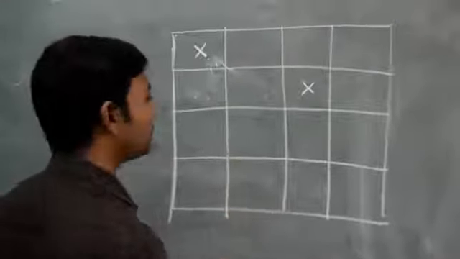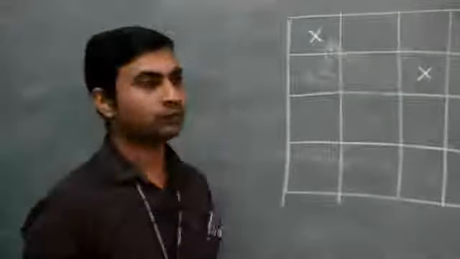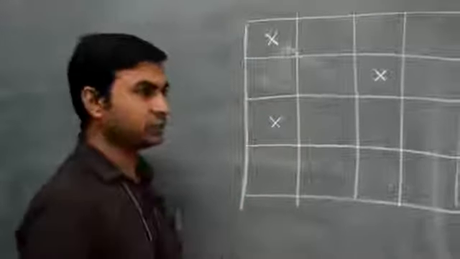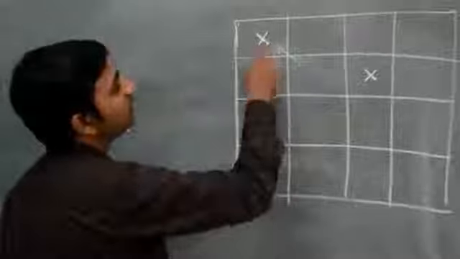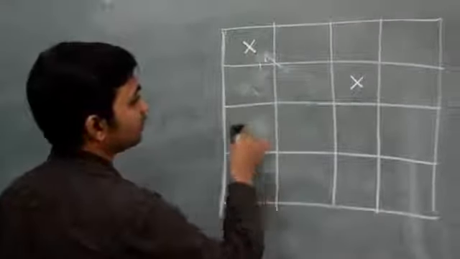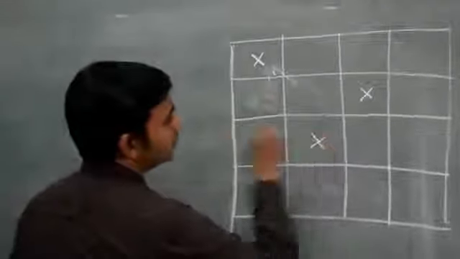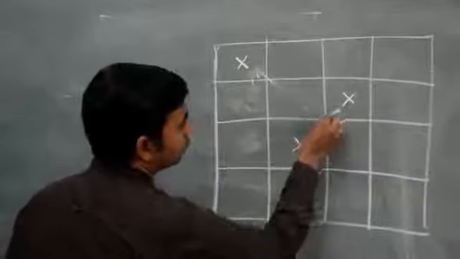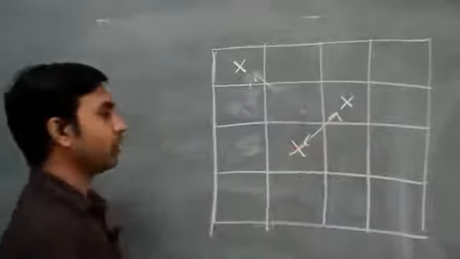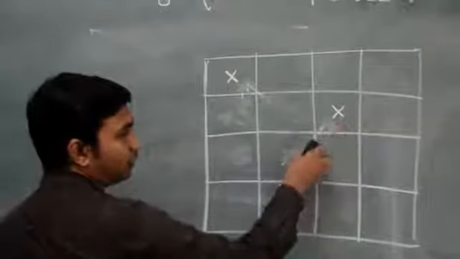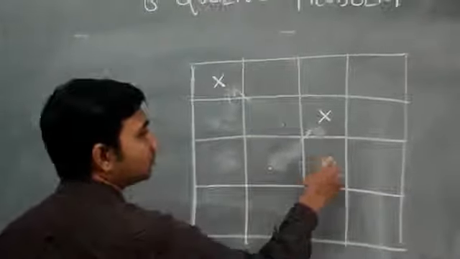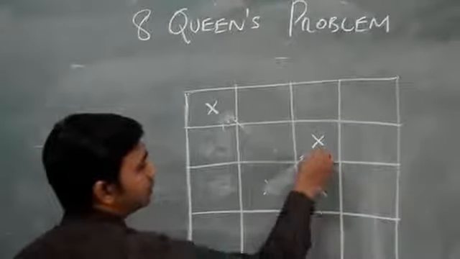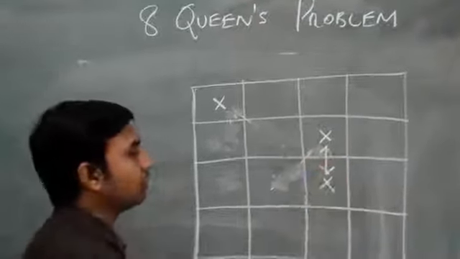Now let us move on to place the third queen in the third row. The first position is not a safe position because there is already a queen in the first column. This is also not a safe position because this is threatening to this queen in the diagonal position. Let us try to place the queen in the third column. I cannot place it. This is very explicit. We can find the threatening queens.